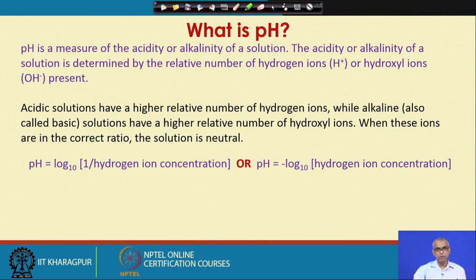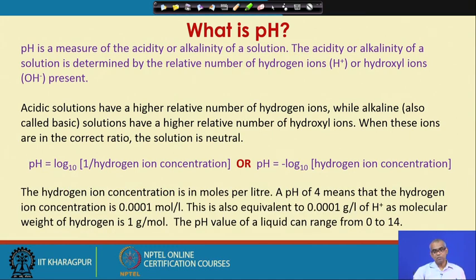You are familiar with this expression of pH: pH equal to log 10 1 by hydrogen ion concentration, or pH equal to minus log 10 hydrogen ion concentration, both are same. The hydrogen ion concentration is in moles per liter. So, a pH of 4 will mean that the hydrogen ion concentration is 10 to the power minus 4 moles per liter or 0.0001 mole per liter. This is also equivalent to 0.0001 gram per liter of hydrogen ion, as molecular weight of hydrogen is 1 gram per mole.